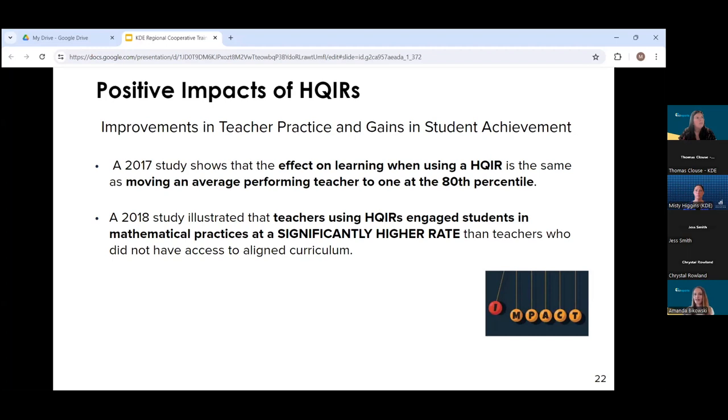For the first, you likely notice the effect on learning of improved teacher performance. And then for the second, how deeper learning is supported by engaging students in the practices of that content area. And while the second study looked at math specifically, its findings would likely hold true for other content areas as well because of the intentional research-based design of high-quality instructional resources and their emphasis on students really engaging in those disciplinary practices.